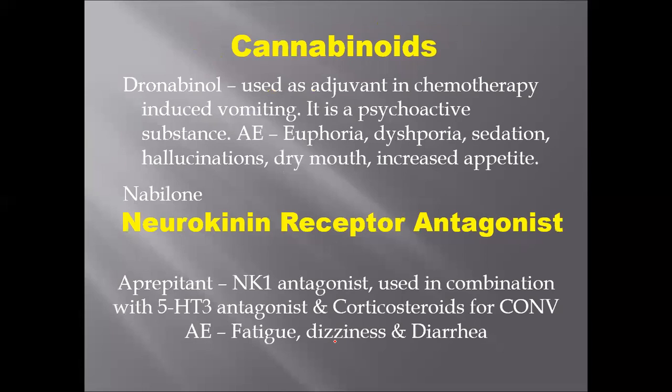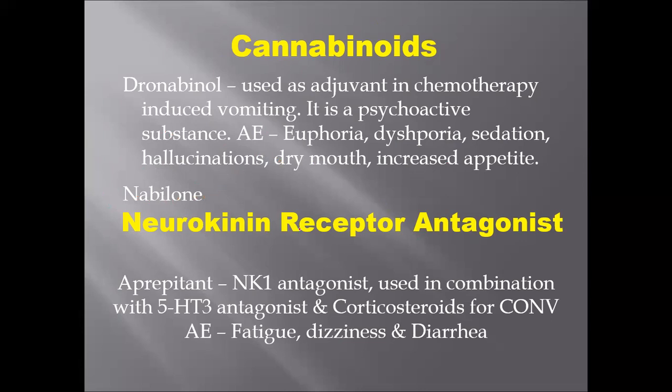We have certain other groups of drugs that are being used, which we talked about. One of them is the cannabinoids. We have dronabinol, which is used as an adjuvant for chemotherapy-induced vomiting, but it is a psychoactive substance and has the possibility of causing euphoria, dysphoria, sedation, hallucination, dry mouth, and increased appetite. Another drug in this cannabinoid category is nabilone, so caution is advised.